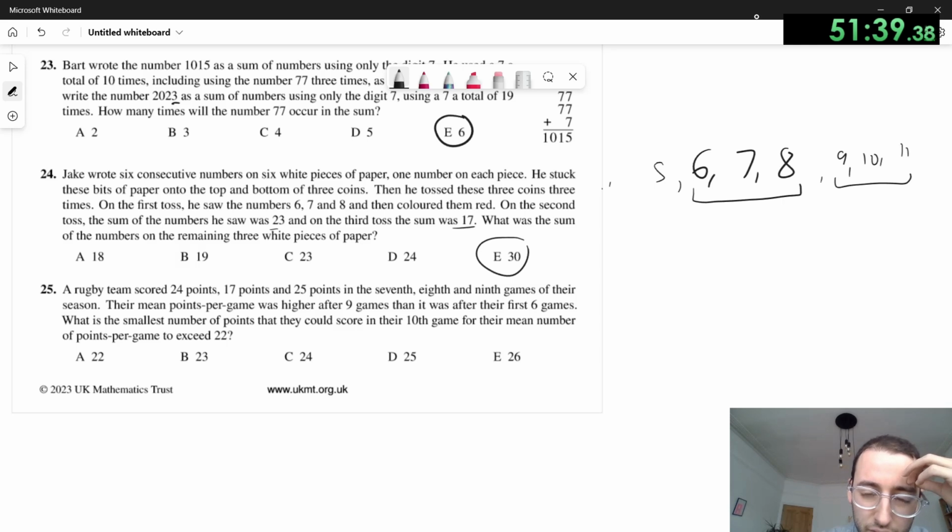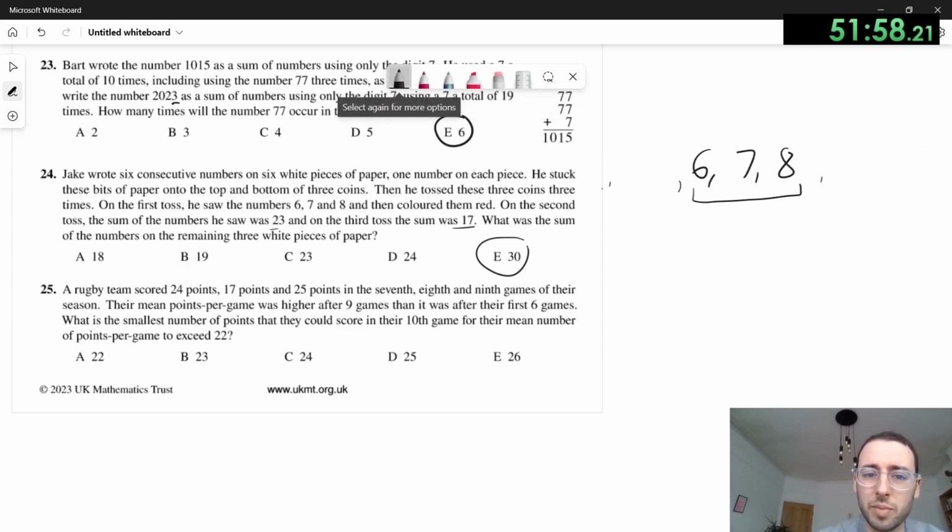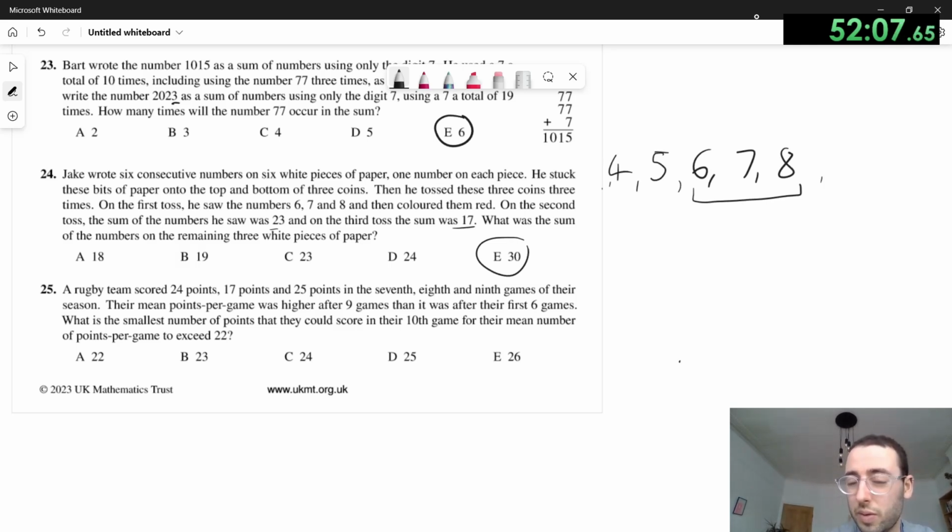Oh, wait. Oh, no, wait. That doesn't make sense. But wait. Oh, no. Okay, I understand. I need to be able to make 17 and 23. So in this situation, I can't make 17. In this situation, I can make 17. In this one, I can't. But in this one, I can.